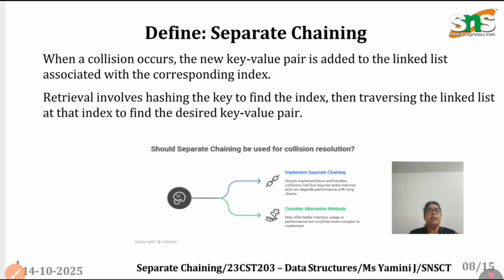Next one, that is, separate chaining. Each index in a hash table contains a pointer to a linked list. When a collision occurs, the new key-value pair is simply added to the linked list at that index. During retrieval, we hash the key to find the correct index, then traverse the linked list to locate the key.